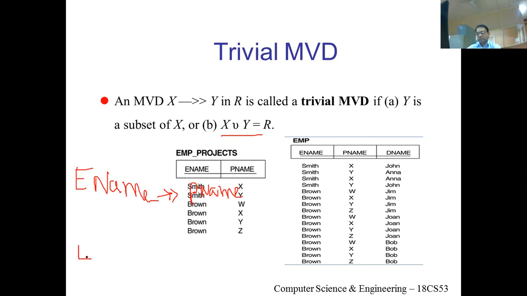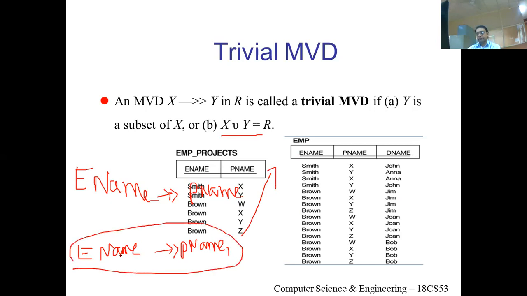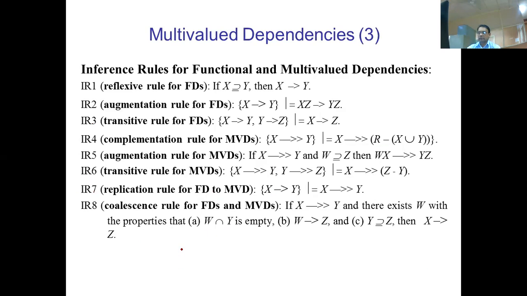Whereas this dependency, that is employee name multi-determines project name, which is corresponding to this relation R, is not a trivial dependency because X union Y is not equal to R. We have three attributes in R. So this is not a trivial dependency, and also Y is not a subset of X. So that's the definition of trivial multi-valued dependencies.